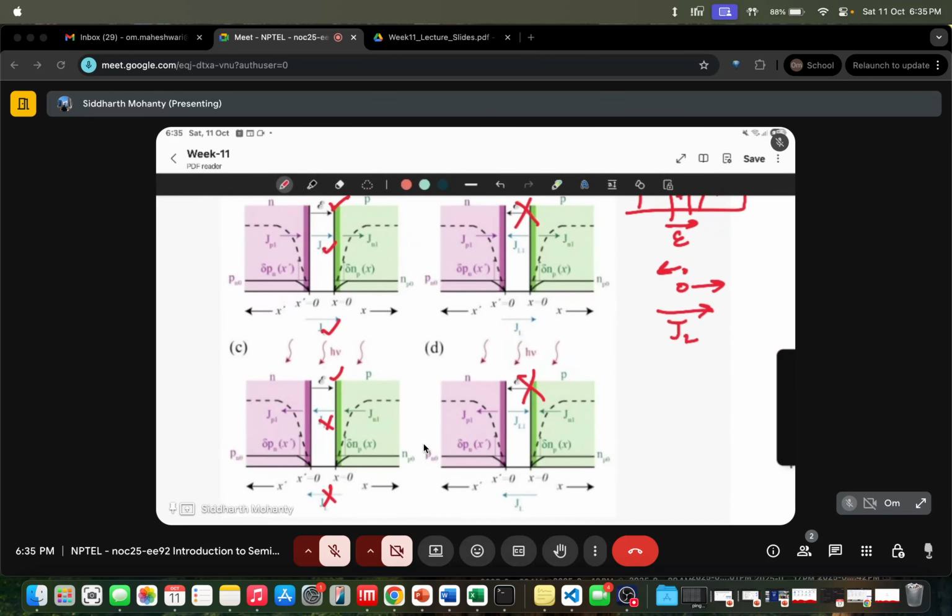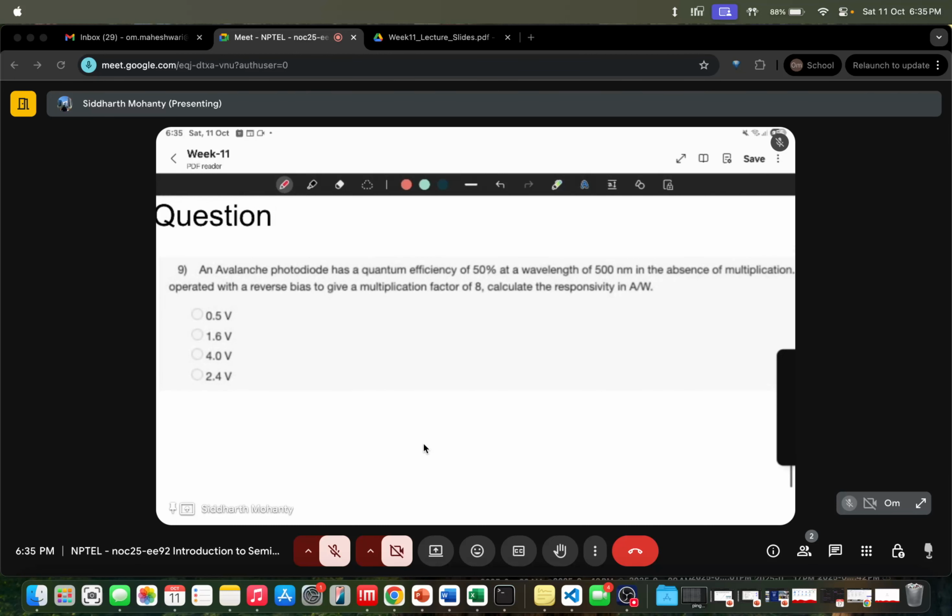All right, let's see the last question for today. An avalanche photodiode has a quantum efficiency of 50% at a wavelength of 500 nanometer in the absence of multiplication, operated with a reverse bias to give a multiplication factor of 8. Calculate the responsivity in ampere per watt.